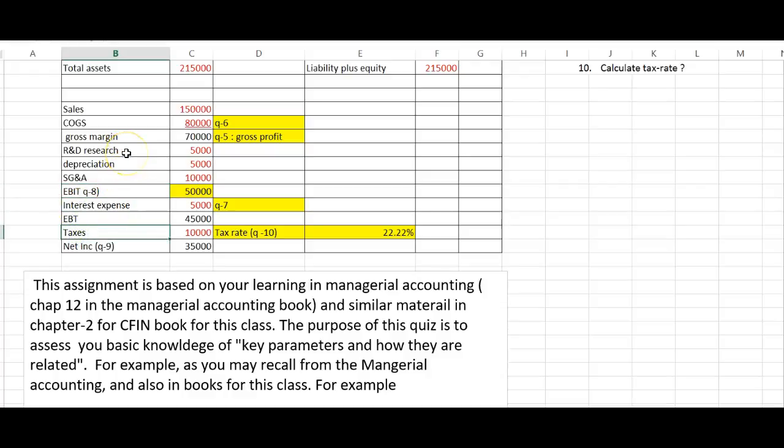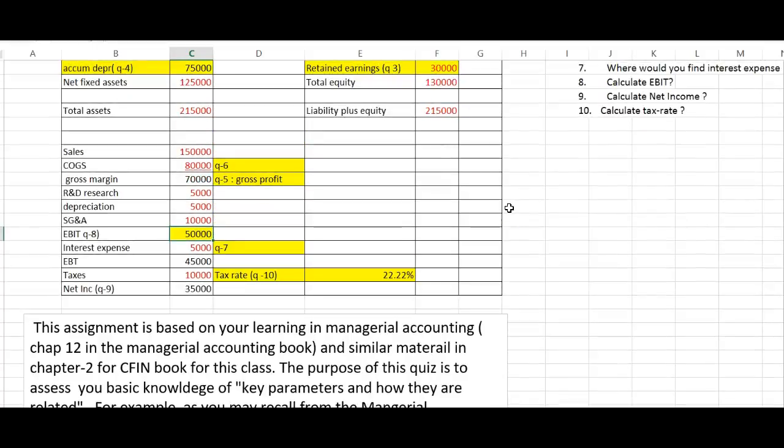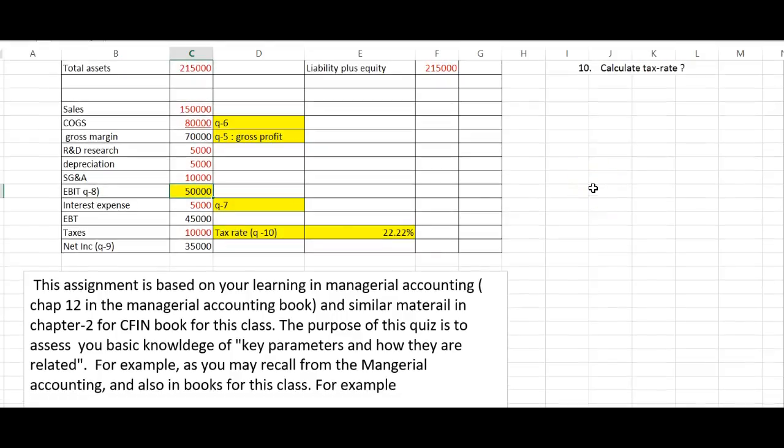In some cases you may find other things, some operating expenses, some facility expenses, they will all go up here, and then your earnings before interest and taxes in this case is going to be 150 minus 80 minus all the other expenses that we have, and we get to $50,000. Question number 9 was calculate the net income.